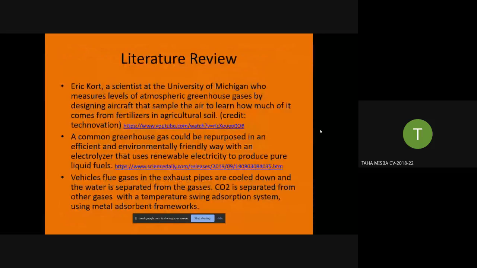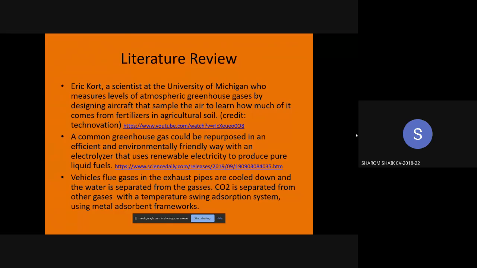Next, we move on to our literature review, where we went through various research papers and innovations that have come up with respect to renewable energy and, to be more precise, green energy. The first point that you see is research done by Eric Court, and it is also one of his innovations, where he is an atmospheric scientist who has developed an aircraft which comprises a specially built device that is specifically used to measure greenhouse gases. He flies the aircraft himself to specific locations where the greenhouse gases need to be measured.